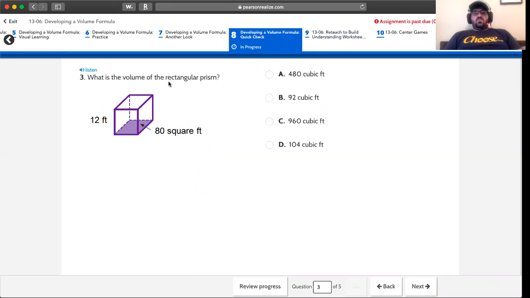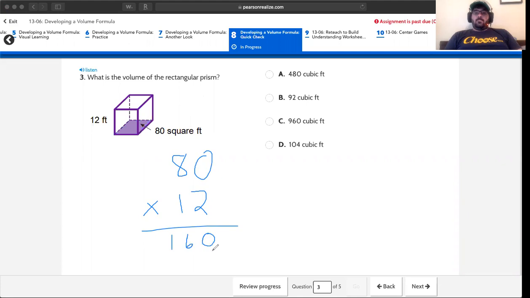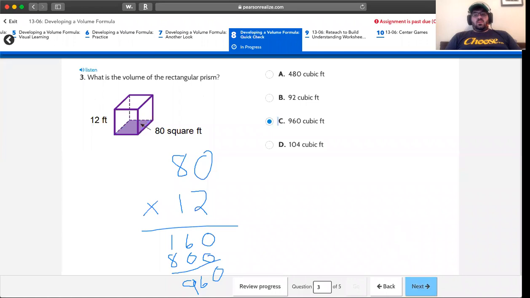What is the volume of the rectangular prism? Same thing, 80 square meters. So I have 80. It's 12 high, so it's 80 times 12. 2 times 0 is 0. 2 times 8 is 16. Placeholder 0. 1 times 0 is 0. 1 times 8 is 8. I'm running out of room. 0, 6, 9, 960 cubic feet. So I find that answer and I click on it.